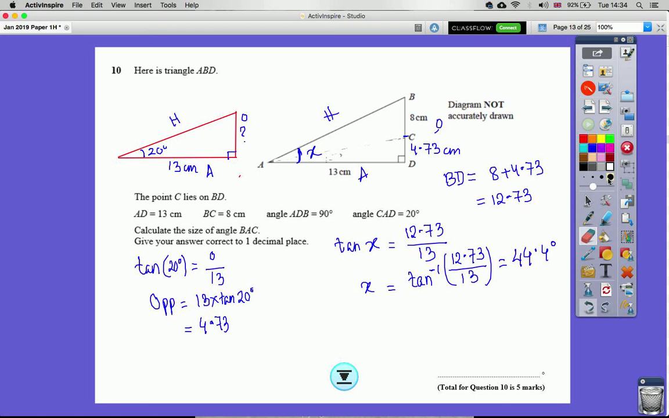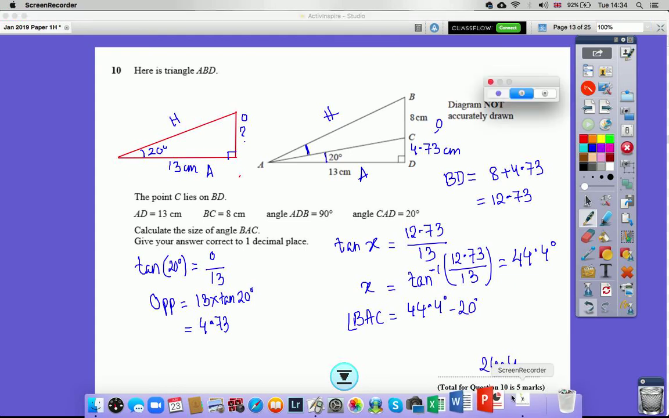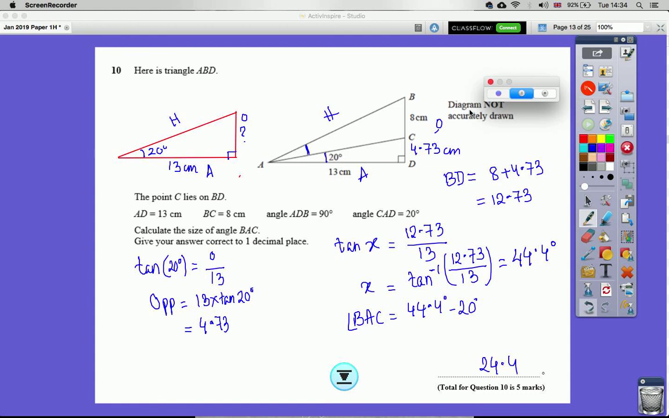Now, the interesting part here is that part of that angle is 20 degrees. We're looking for the missing part. So angle BAC is 44.4 degrees minus 20 degrees, which is 24.4 degrees correct to one decimal place. So that's where we conclude our second segment with question number 5 to question number 10. In our third segment, we'll be working from question number 11 to question number 15.